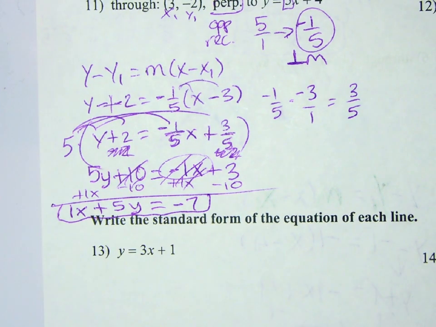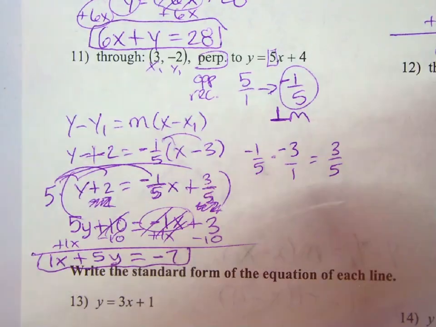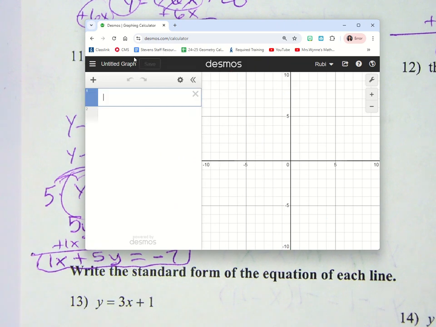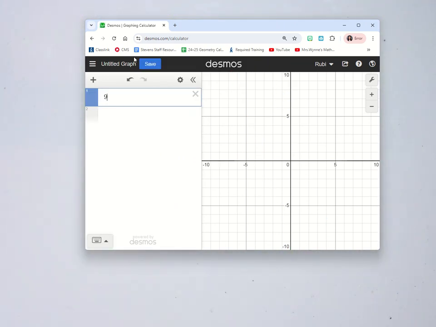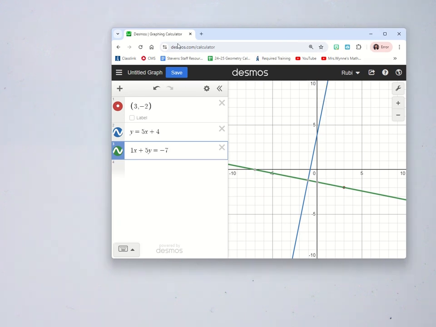Okay, and on this one, we have perpendicular. Let's check this one in the calculator just so you can see that it works. I'm going to type 3, negative 2. And then the equation they give you was y equals 5x plus 4. And they want a perpendicular line to that, so we found out it was 1x plus 5y equals negative 7. So look at that. Perpendicular line, green goes through the red dot, and that's exactly what we want.